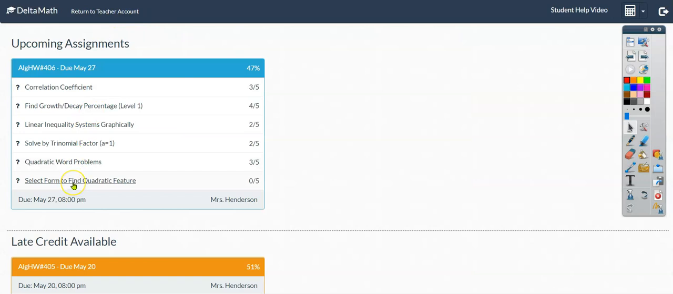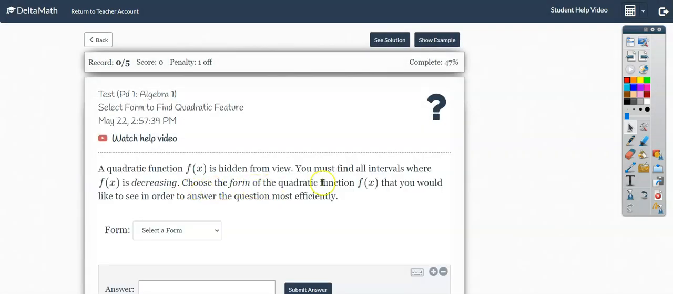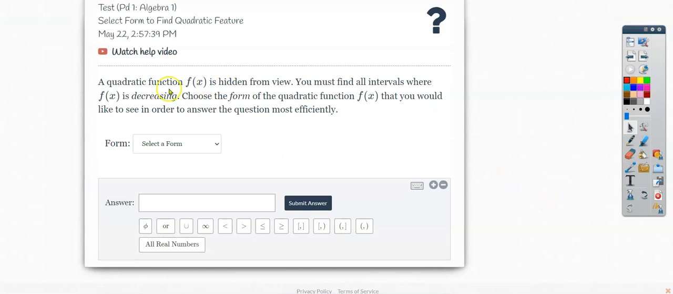Alright, let's try the next lesson. Select the form to find quadratic features. Okay, a quadratic function is hidden from view. You must find all intervals where the function is decreasing, right?